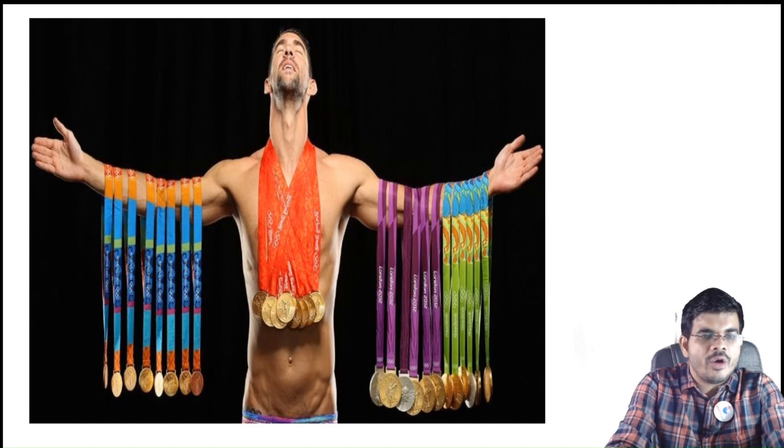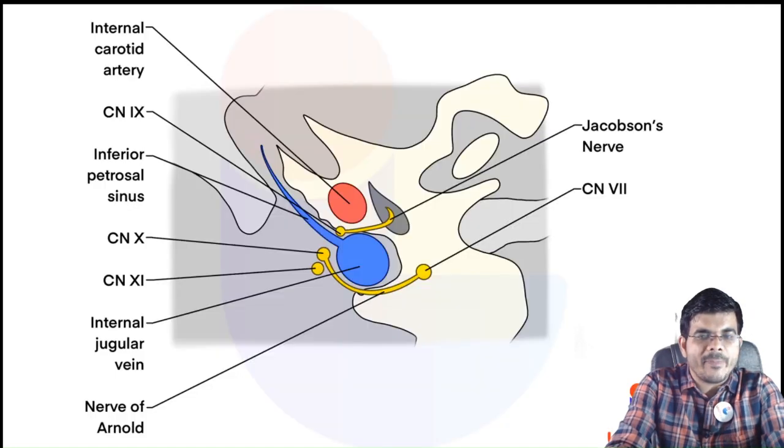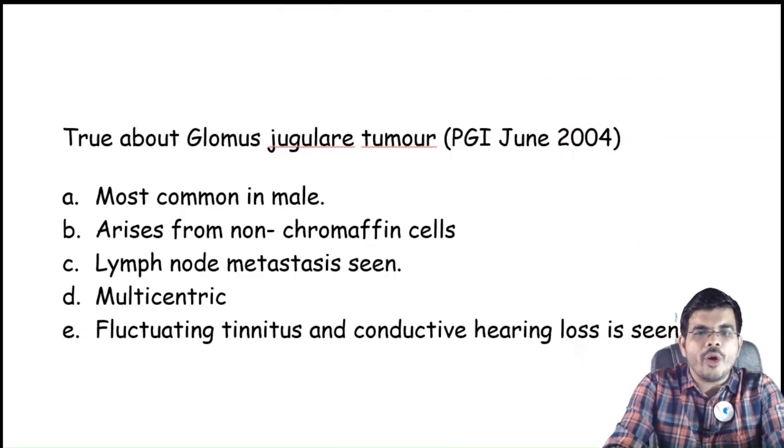Now this is a picture where you can see how the glomus tumor can grow and invade the multiple cranial nerves in that area. Now, true about glomus jugular tumoritis. This is one question which was asked in PGI.